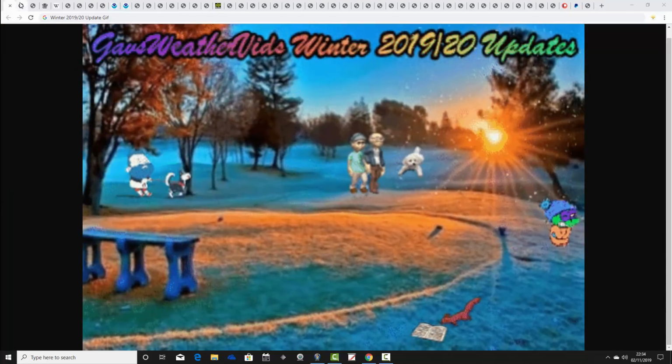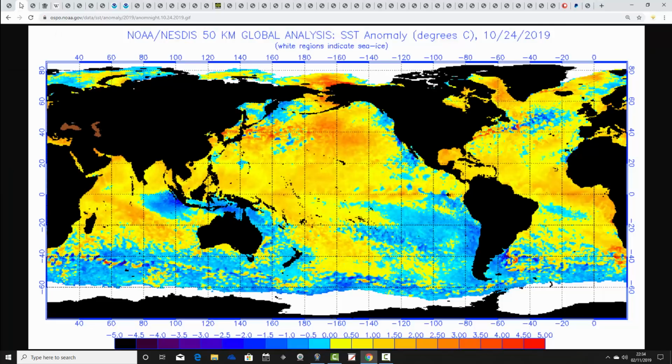Right, let's carry on then with the 10th Winter 2019-2020 update. We're going to start off with the oceans for this second part of the video. So this is how sea surface temperature anomalies were looking across the Pacific and Atlantic Oceans when we did last week's 9th Winter 2019-2020 update.